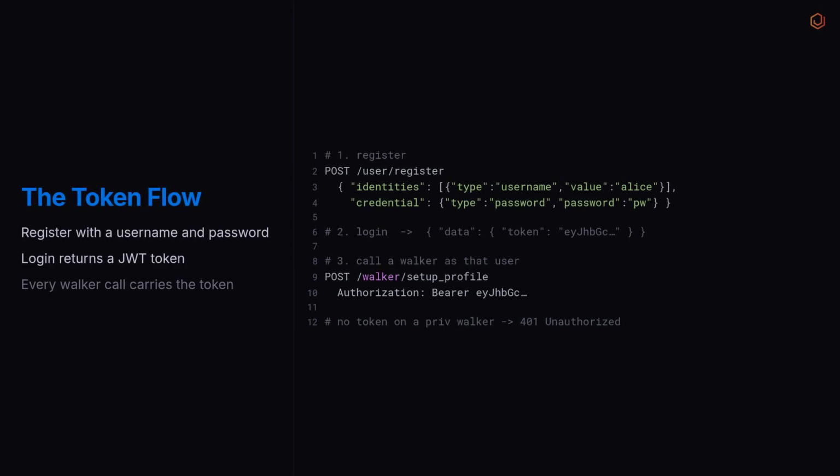The flow is straightforward. Register a user with a username and a password. Log in, and you get back a token. From then on, every walker call carries that token in an authorization header, and the server routes a request to that user's root. Call a private walker without a token, and the server turns you away as unauthorized.